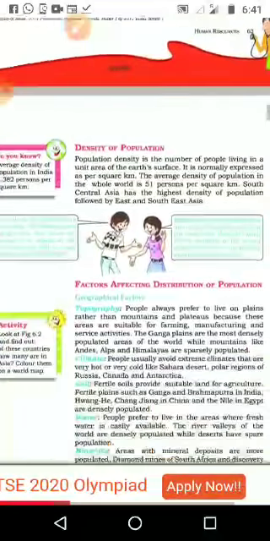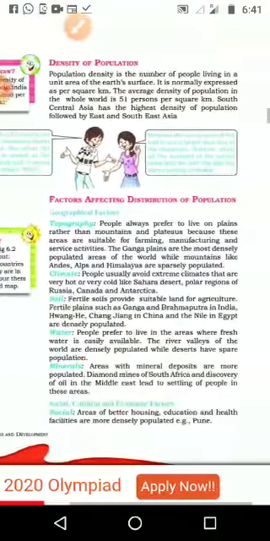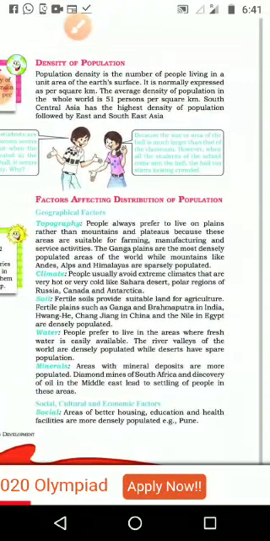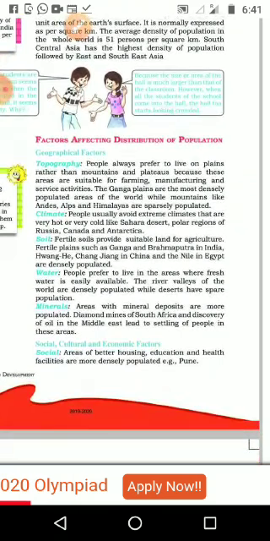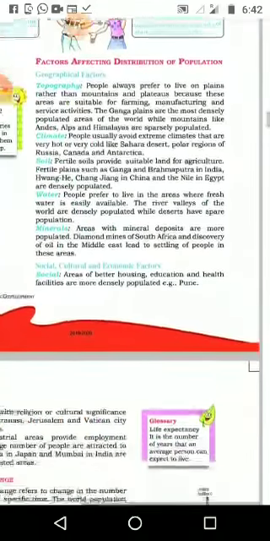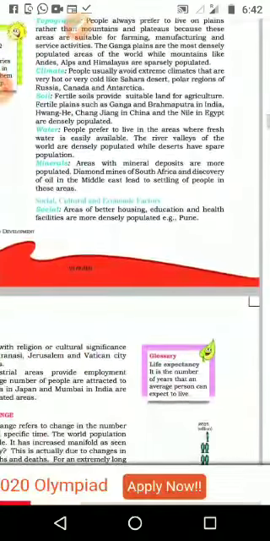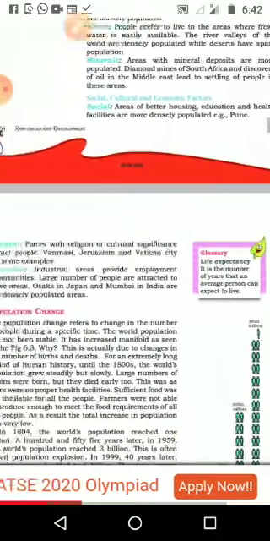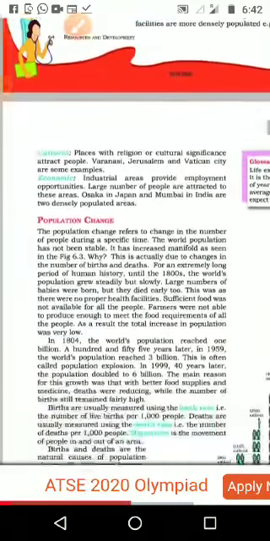So we will study the definition. Then factors affecting distribution of population. When we studied industry, that chapter also we studied the factors responsible for the location of a factory, like that. What are the factors affecting distribution of population? In that we can see geographical factors, then socio-economic factors. So we will study that in detail.